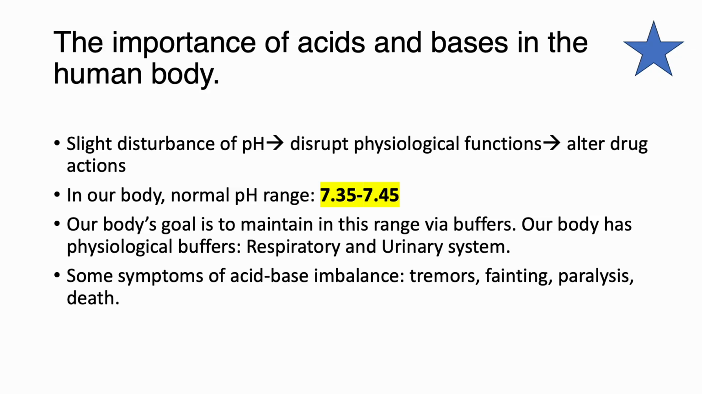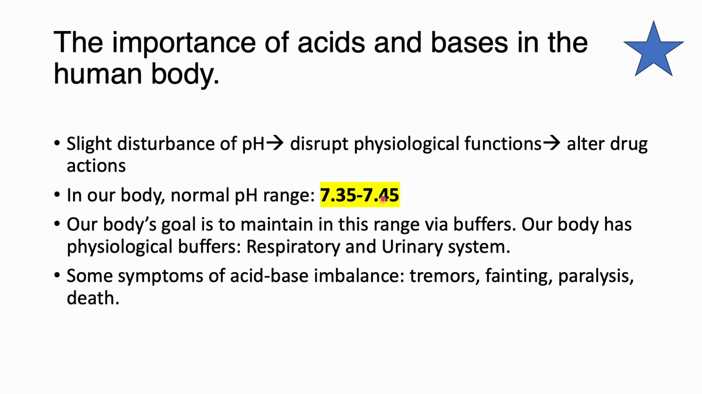Okay, so why do we need to know acids and bases? The importance of acids and bases in the human body: a very slight disturbance of pH can disrupt physiological functions. It can also alter drug actions. We just mentioned that one change in pH, from just 6 to 7, means a 10-fold difference in hydrogen ion concentration. So our body's pH should be between 7.35 and 7.45. Anything outside of that range will give you symptoms. Now you have a condition that we need to fix.